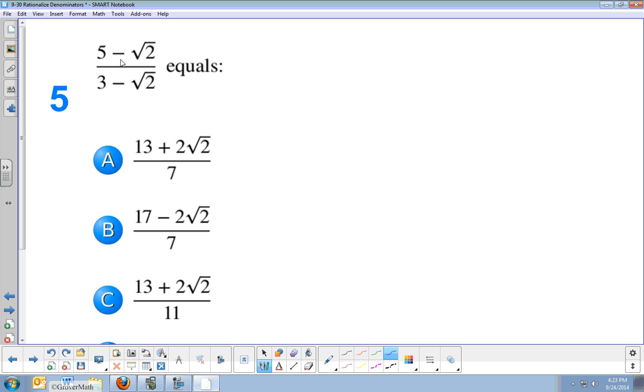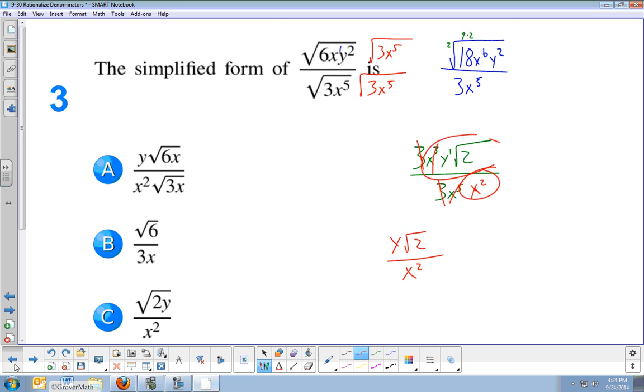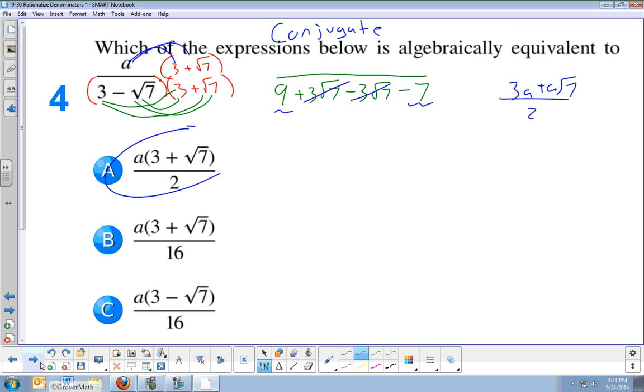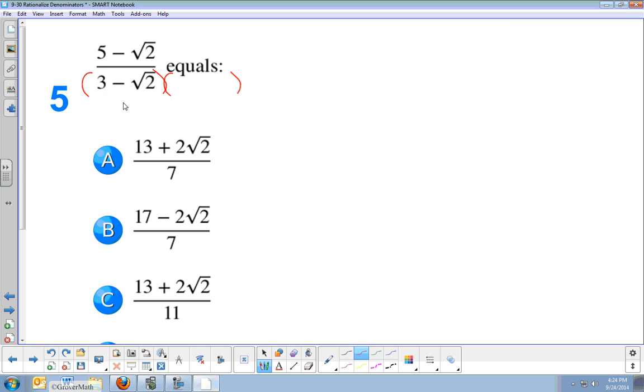So 5 minus rad 2 over 3 minus rad 2. The bottom is the issue. I can't have a radical down here. Remember, radicals on top are just fine. And because this is a binomial, I need to multiply by its conjugate. If it was something like just rad 3, a monomial, I just multiply by rad 3. But when it's a binomial like this, you got to use conjugates. So 3 plus radical 2 is the conjugate of 3 minus rad 2. The only difference is the sign in the middle.